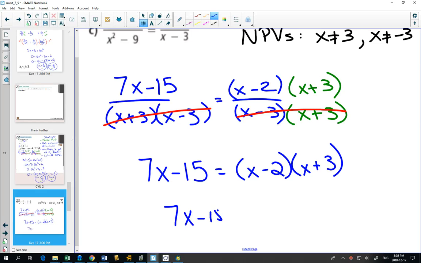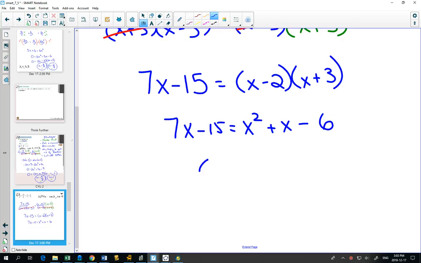7x minus 15 equals, multiply this out. Try not to make any mistakes this time. X squared plus x minus 6. What kind of equation is this? Quadratic equation, so we need to make one side equal to 0. Minus 7x on both sides. Add 15 to both sides. X squared minus 6x plus 9.